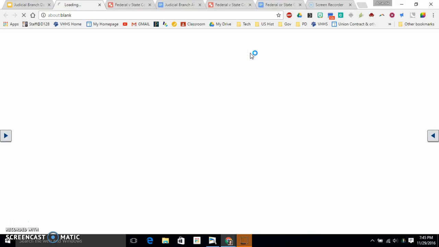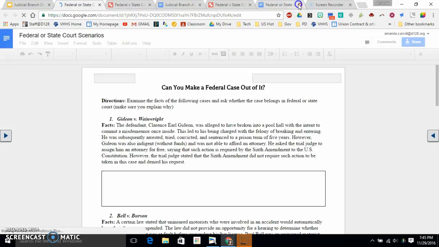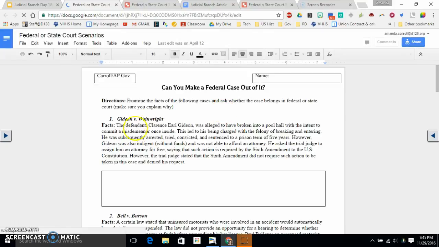So you're going to go ahead and open up this document here, and you'll read the scenario. These are all true scenarios. In fact, some of them are pretty famous cases, as the first one is here. You're going to read the case's facts, and then you are going to determine if this is state, if it's federal, or if it's both.